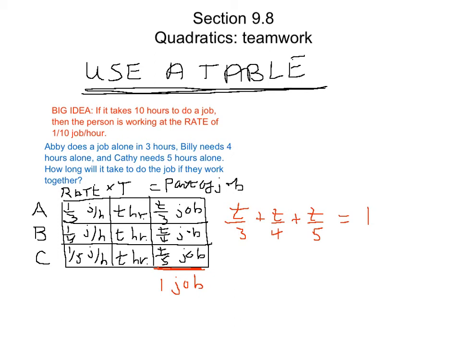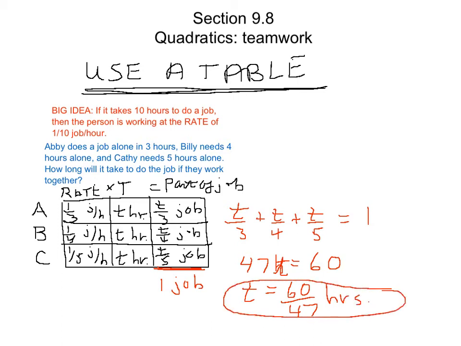If I do that and keep track of things, I'm going to get 47T is equal to 60. So T is equal to 60 over 47, a little bit more than 1 hour. That's how long it takes them to do the job together. Is that about what you guessed?